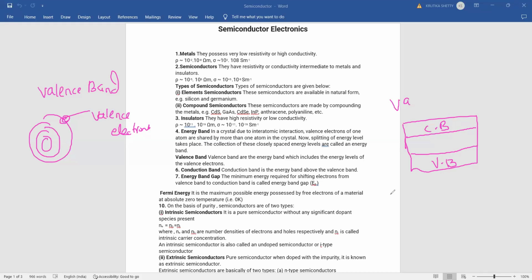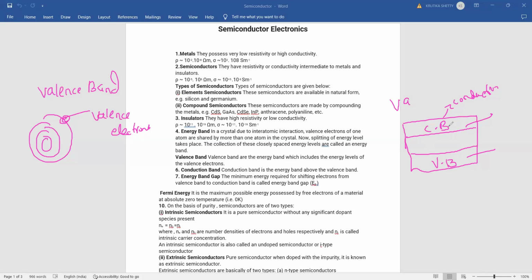So this entire structure is called the energy band. The band with valence electrons is called the valence band, and above that we have the conduction band. Or you can define it another way: where we have the conduction electrons, that band is called the conduction band. You can also say the free electrons will occupy here. That band is called the conduction band.